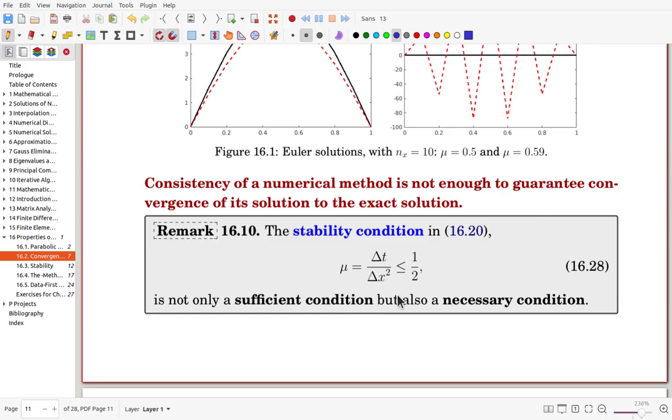We'll see the concept of stability condition in the next section. This condition is not only a sufficient condition, but also a necessary condition for the Euler method. For the Euler method, this must be satisfied. Without this condition, there's no guarantee to get a bounded solution.